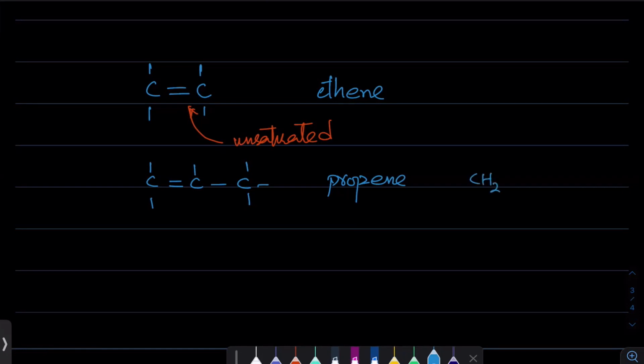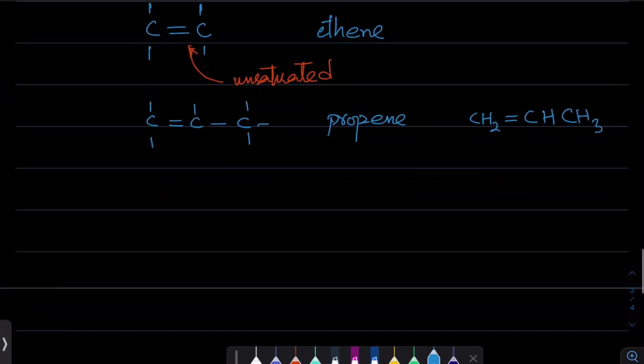CH2 double bond CH3. ठीक है. So जो भी चीज double bond आएगी, we will write that in the structure formula ताकि बात clear हो जाए. All right, let's try one more. Now I have 4 carbons. So 1, 2, 3, 4. और मैं यहाँ पे double bond बना देता हूँ.